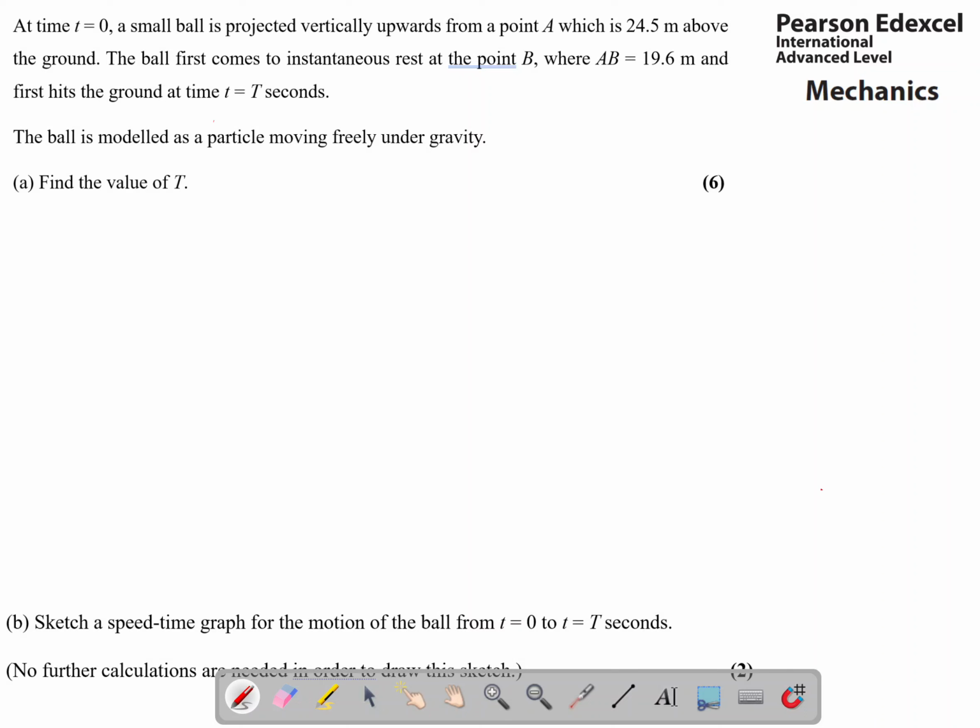At time t equals 0, a small ball is projected vertically upwards from a point A, which is 4.5 meters above the ground. Okay, let's draw it to make it simple. We have a ball at time equals 0, projected vertically upward. Projected means we have initial velocity.